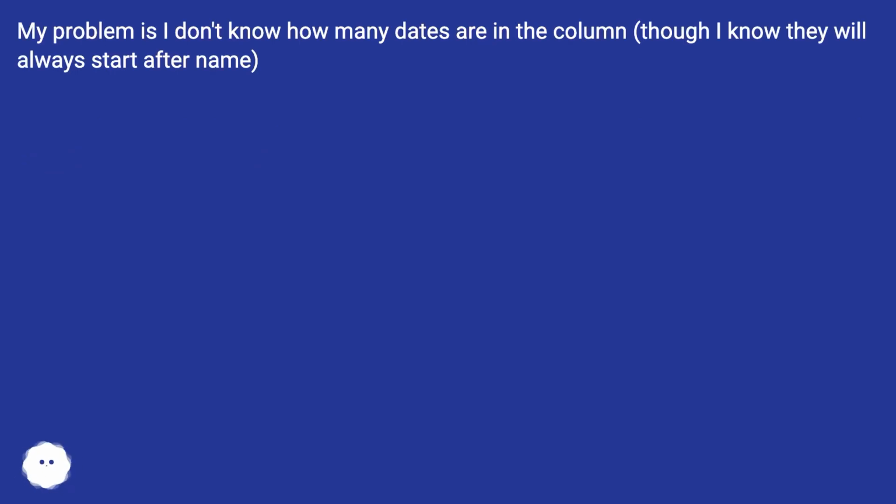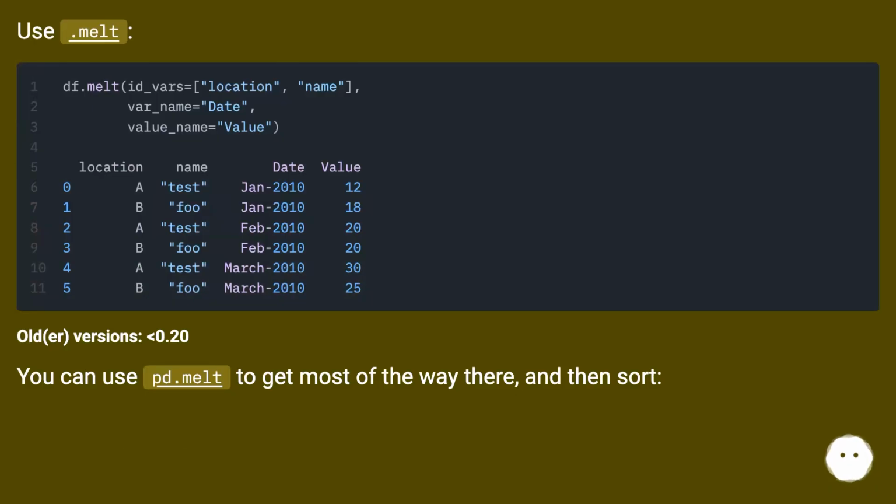My problem is I don't know how many dates are in the column, though I know they will always start after name. Use .melt. Older versions, 0.20. You can use pd.melt to get most of the way there, and then sort.